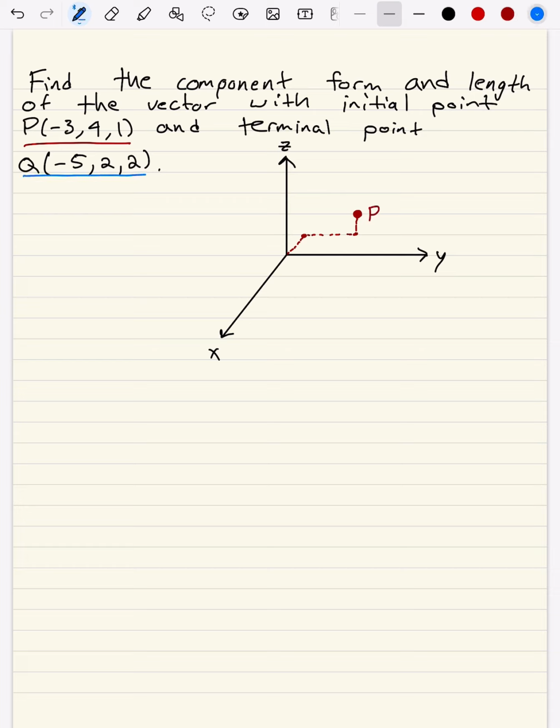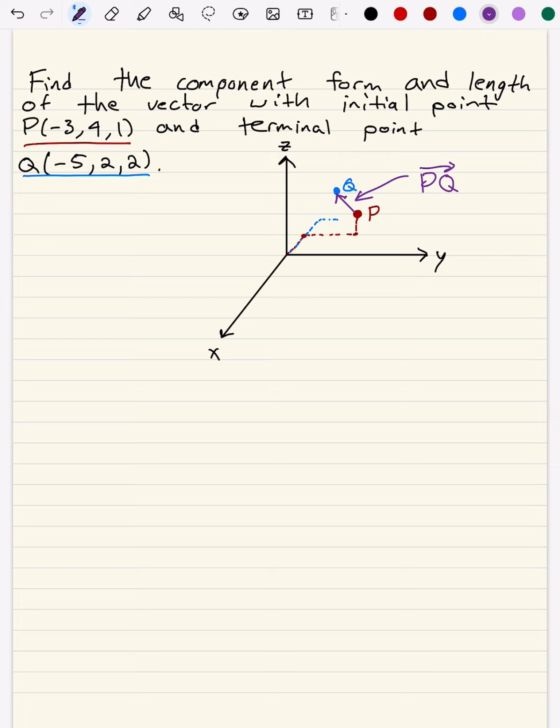And Q, we'll see it's -5 on the x-axis, so a little further than P. And it's going to be only 2 in the way of the y-axis, so here. And it's going to be +2 in the z-axis, so a little higher than P. And so our vector with them combined would be this here. The purple is the vector PQ, from P to Q. So what's asking is the component form of this vector.